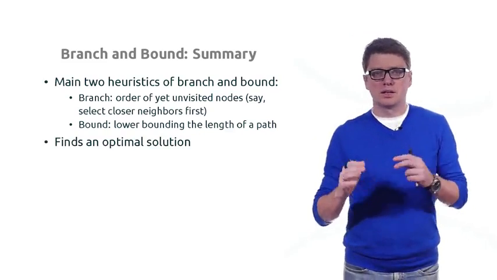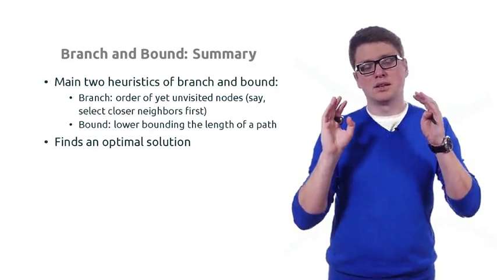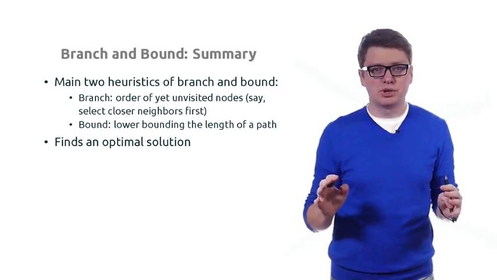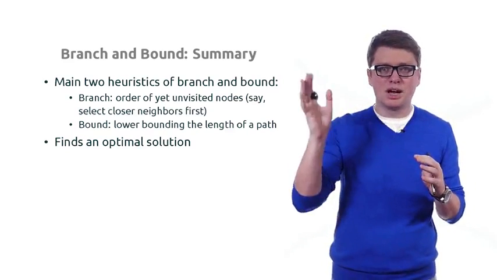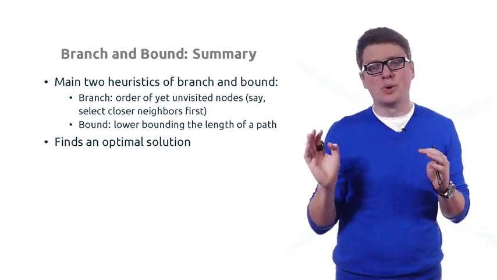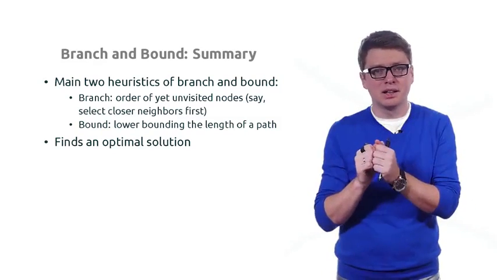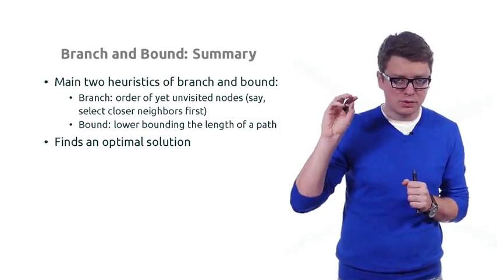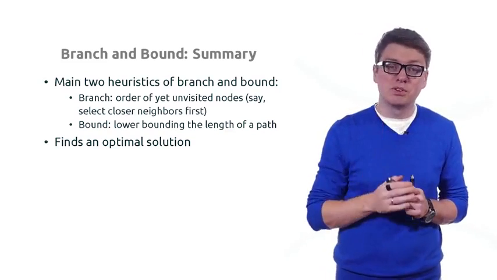As we've discussed already, this is guaranteed to find an optimal solution because we're essentially enumerating all possible cycles and we cut only the branches where we're absolutely sure that there is no optimal cycle, because the cycles that we're going to find in this branch are definitely longer than some cycles that we've seen before.